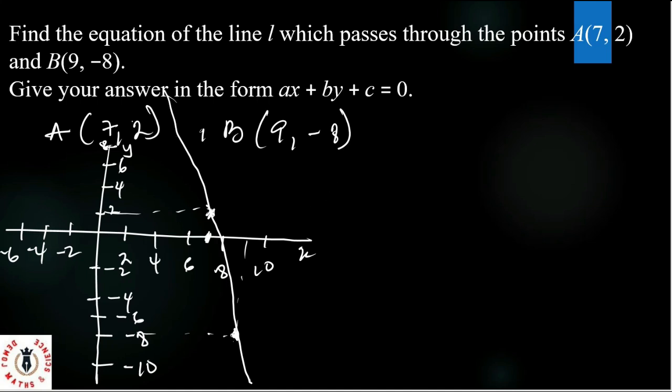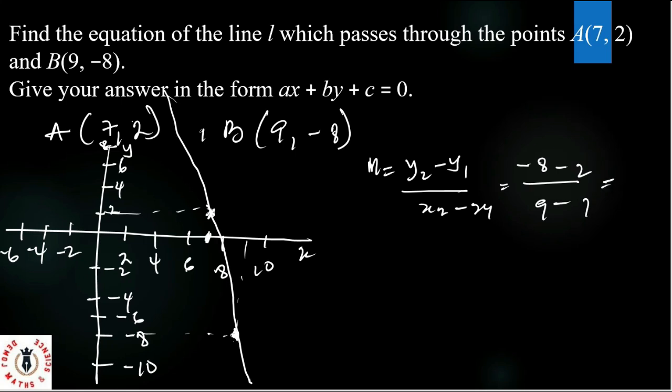Now, the first thing I want to do for this question is to find the gradient. Remember, my gradient will come from m equals y2 minus y1 over x2 minus x1. Let's pick B as point 2, so that will be minus 8 minus 2 over 9 minus 7, which equals minus 10 over 2. So that my m is minus 5.